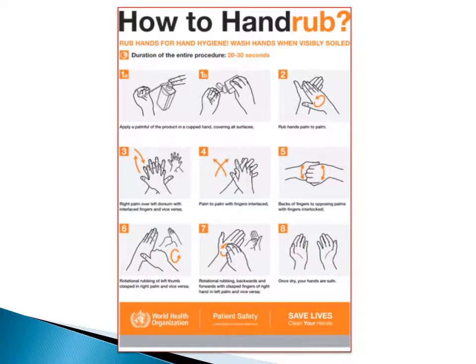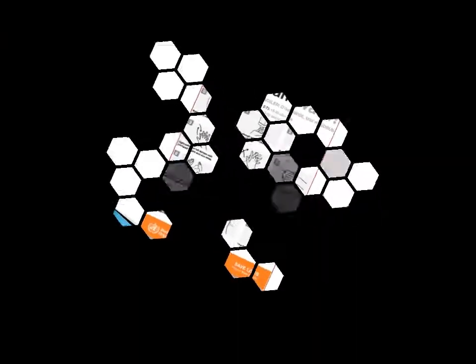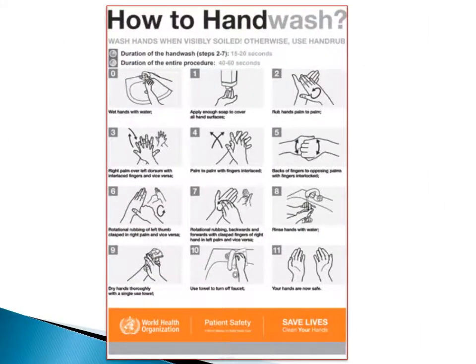The WHO have developed posters on how to hand rub, as you can see in this picture. Recommended time for hand rub is between 20 to 30 seconds. The WHO have developed posters on how to hand wash, as you can see in this picture. Recommended time for entire hand wash is between 40 to 60 seconds.